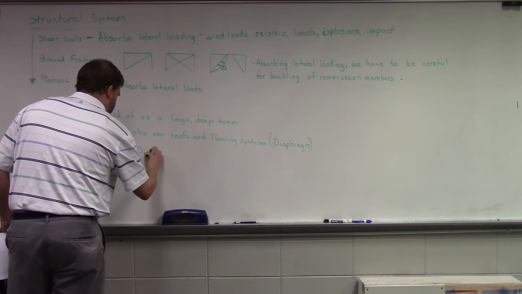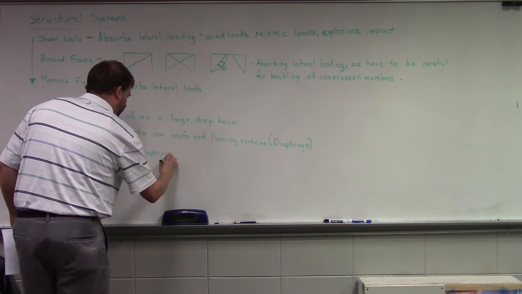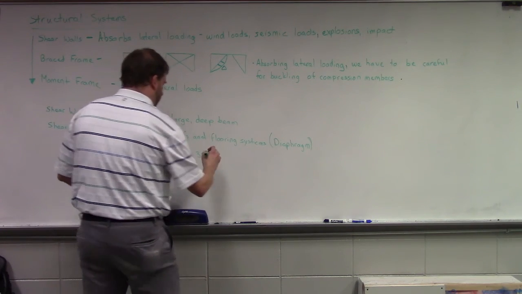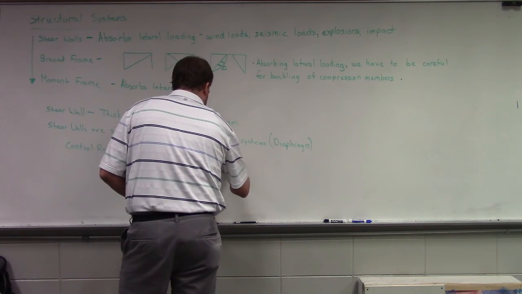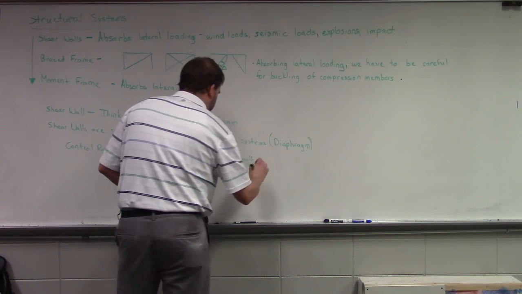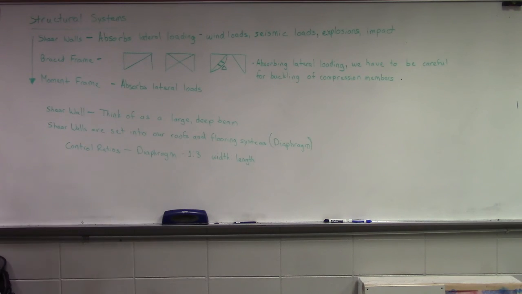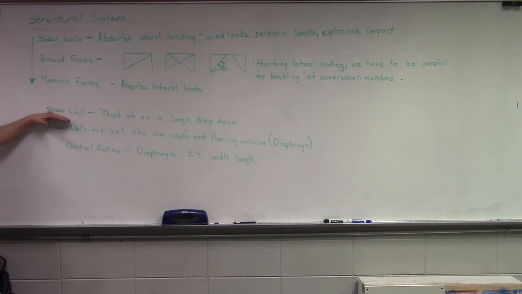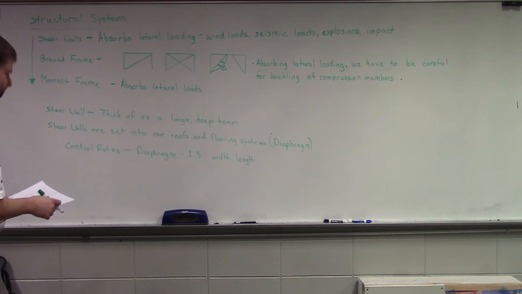So for our diaphragm, we want to be about 1 to 3 width to length ratio. Okay? If we start exceeding that, then we're going to want to look at some sort of intermediate system. Whether it be another system of shear walls, another system of brace frame, moment frame, whatever it is that we're doing. Okay?